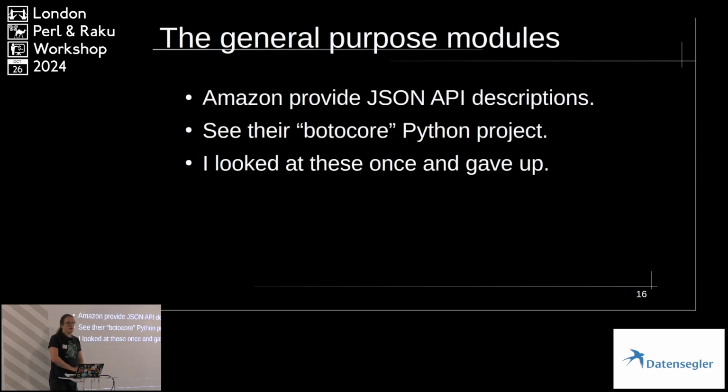So, I guess moving on to the more general purpose modules. Amazon, who I said do some good documentation, I should probably stop saying that to you, I did give them their bashing earlier on. They do provide a very nice JSON API description. I've actually looked at this stuff, and it is very thorough.